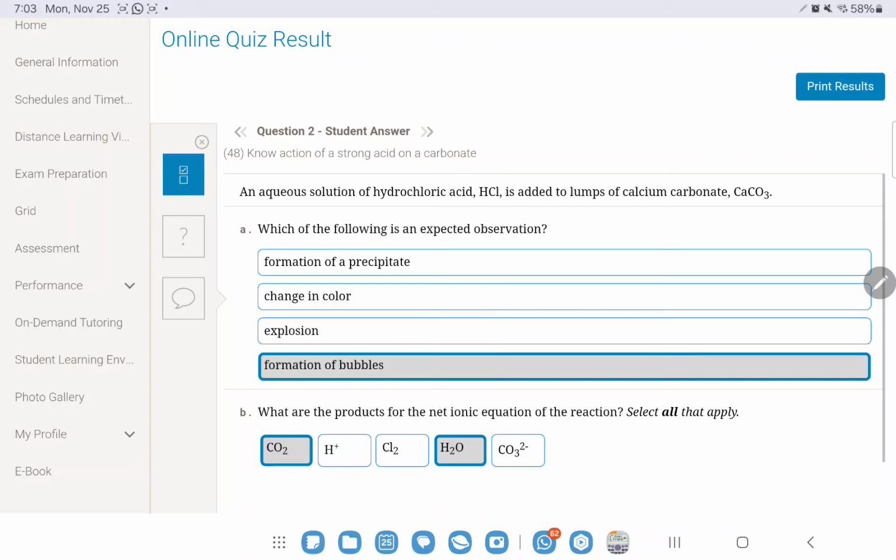Now, an aqueous solution of hydrochloric acid, lumps of calcium carbonate. Whenever you have an acid reacting with a carbonate, it's only gonna release two things: the carbon dioxide gas and water. And since carbon dioxide gas is getting released, bubbles are gonna form. So that's it for this question.